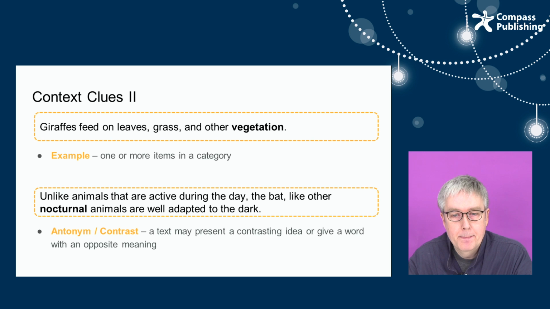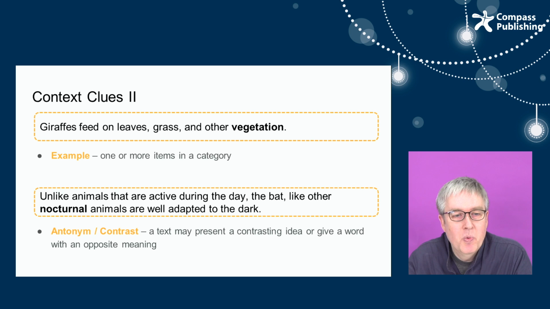Another kind of context clues is antonyms or contrast. A text might present a contrasting idea or give a word that has an opposite meaning, and that might help us to understand the meaning of an unknown word. Take a look at this example. Unlike animals that are active during the day, the bat, like other nocturnal animals, is well adapted to the dark.